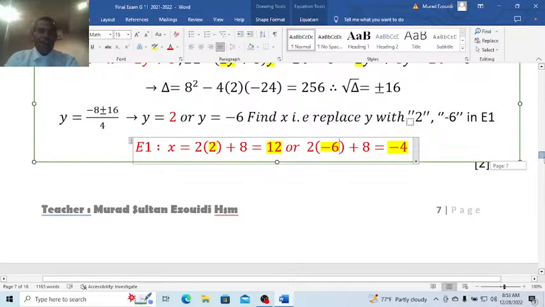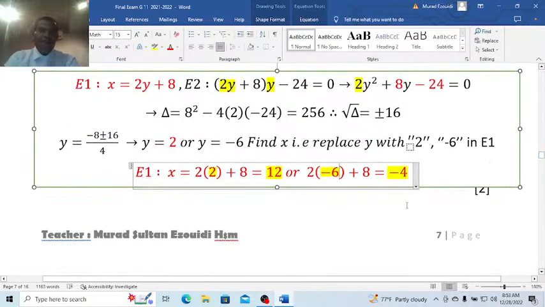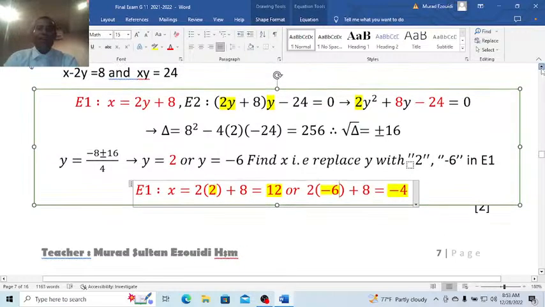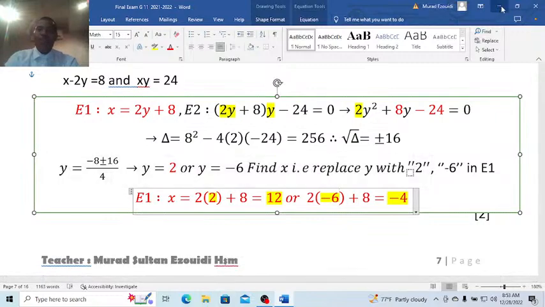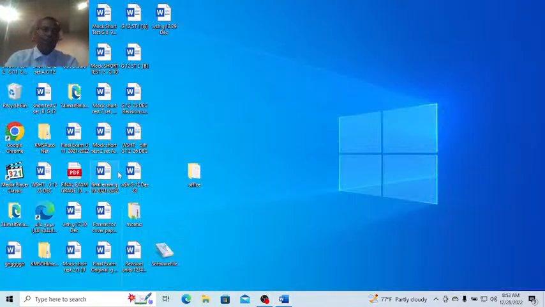So here I will go to GeoGebra. You can see x equal to y plus 8 is a linear equation, and the second equation, xy equal 24, is a hyperbola. Therefore I will go and plot this one for you, learners.